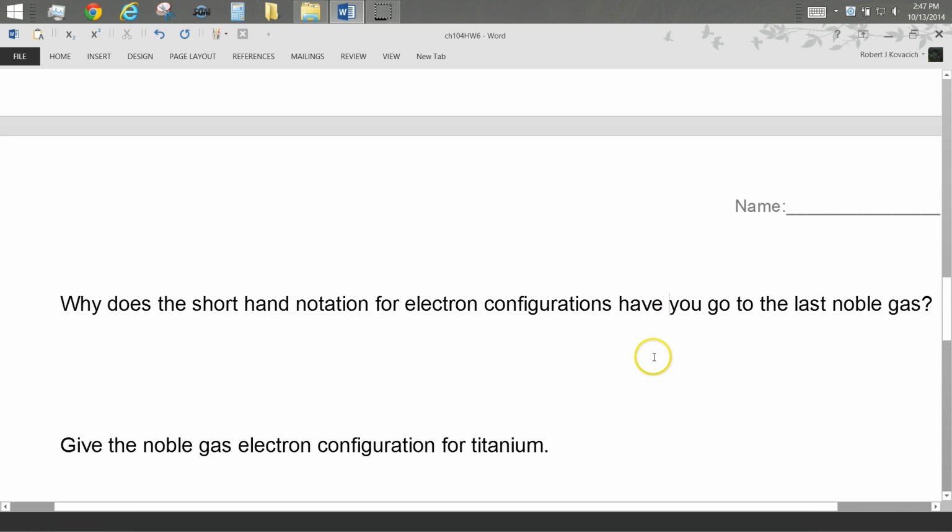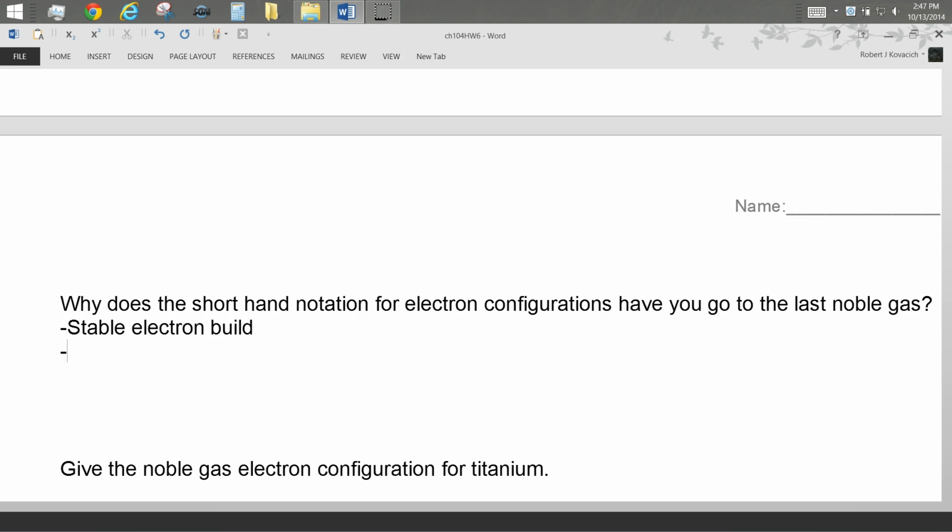Shorthand: why the last noble gas? They're the most stable. Okay, sure, it's stable, I like that. Stable electron build, filled sublevels.